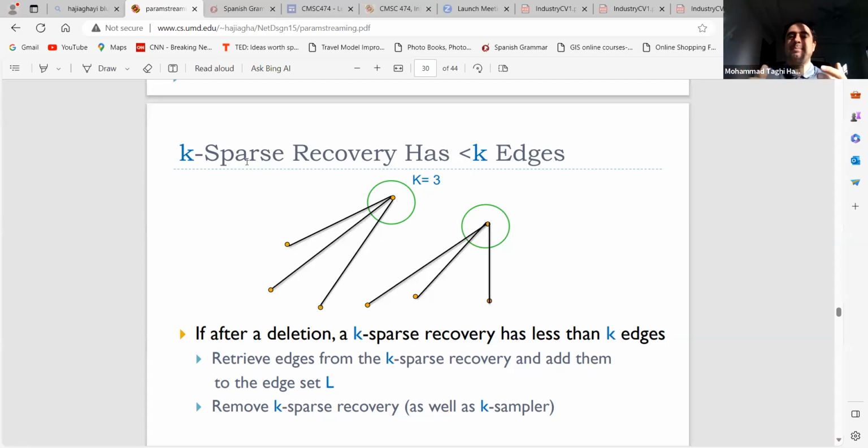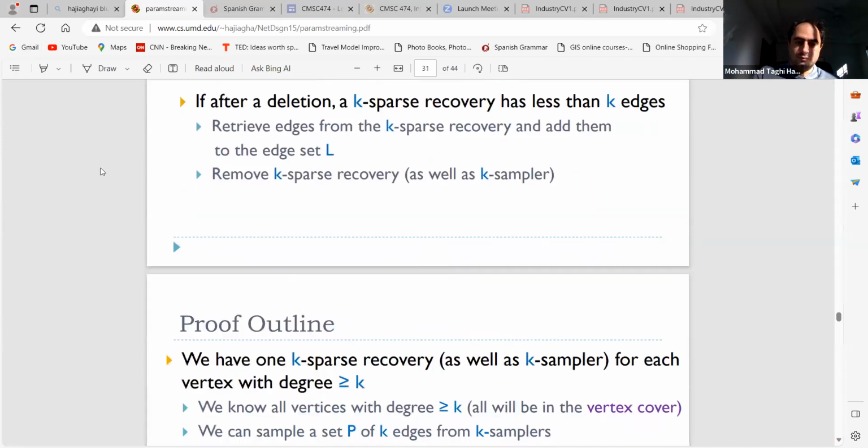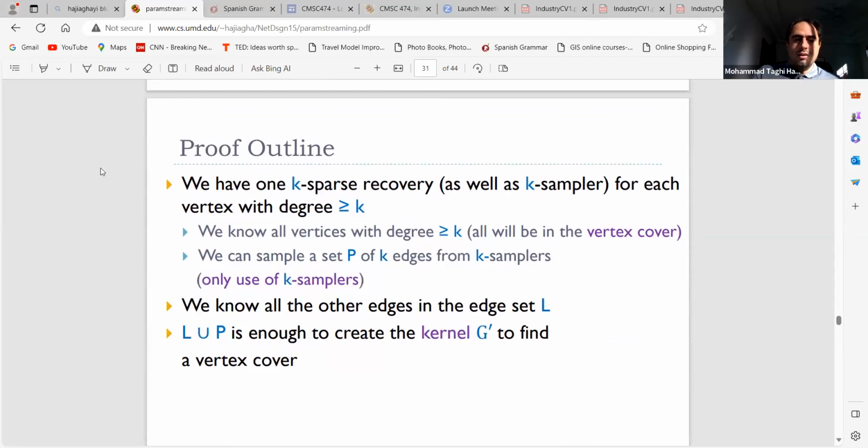So this is the part where we are using a sparse recovery: when the size becomes less than k, then I will get all these edges because of the condition of the sparse recovery. I can get them all correctly, and then I will just insert them into L and remove them from the sparse recovery. Good.